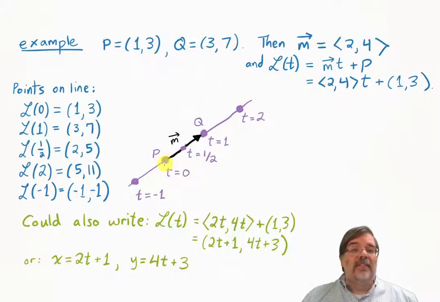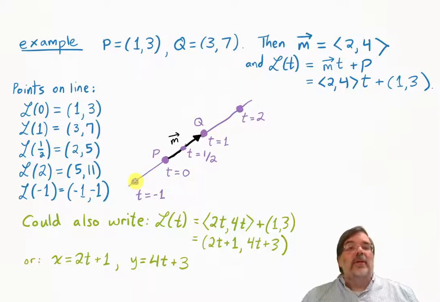And even if you think of t as time, you can think of negative time as traveling backwards along this line. So what about when t equals negative 1? We'd be on this side of the line. Plugging in negative 1 for t, you'll get the vector 2, 4 times negative 1. It gives you negative 2, negative 4. The vector negative 2, negative 4 plus 1, 3 yields negative 1, negative 1. That's the coordinates of this point right here.